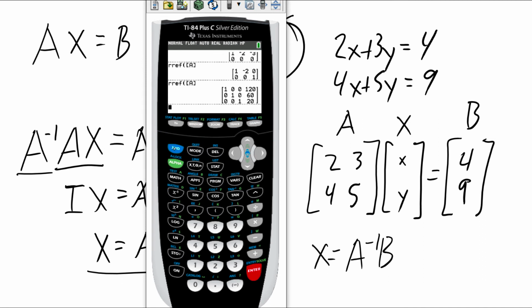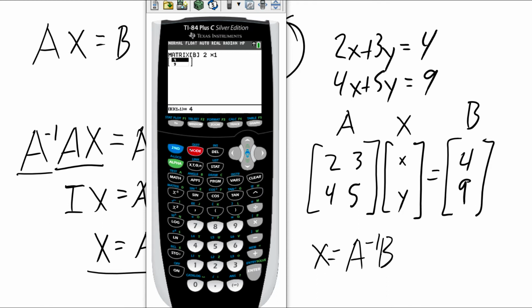All right, so let's go to matrix. We'll go over and edit matrix A, which will now be a 2 by 2 matrix of 2, 3, 4, and 5. And then we'll edit our matrix B. So actually we gotta quit out of there. All right, now we go back over to edit, down to matrix B. So matrix B is going to be a 2 by 1 matrix, 2 rows and 1 column. So 4 and 9.